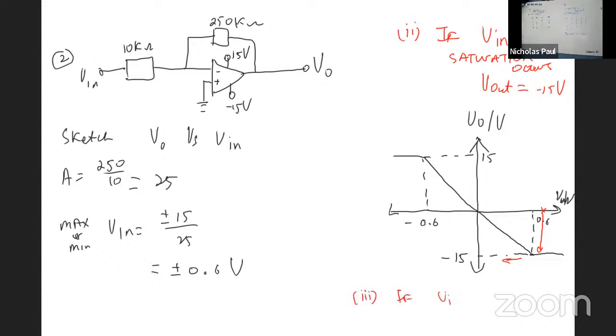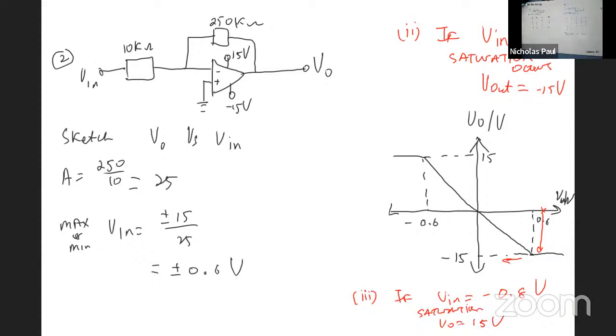What will happen if the value for Vn was negative 0.8 volts? Andy, what will happen if it's negative 0.8 volts? Right, so saturation, right? So it becomes positive 15. So it's saturation, and the V out will be positive 15 volts. Okay? I think remember that, right?